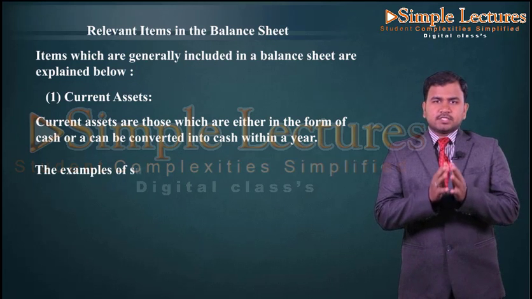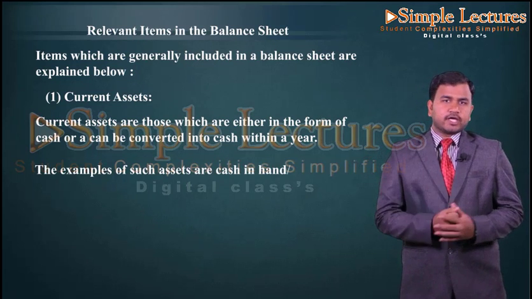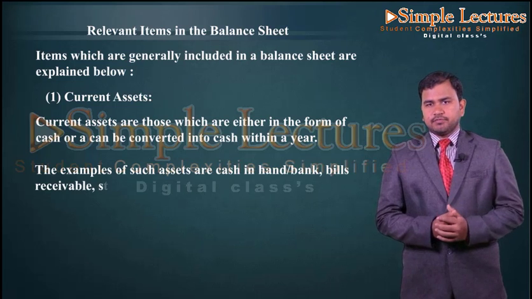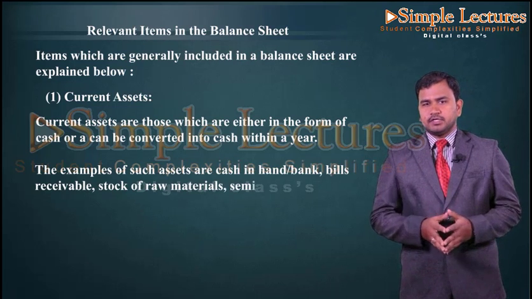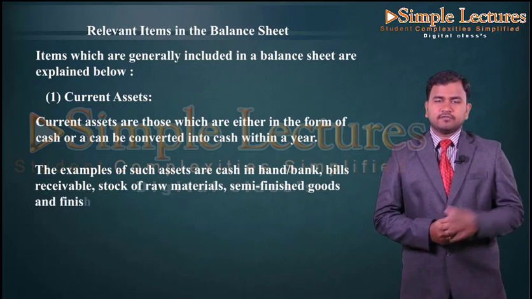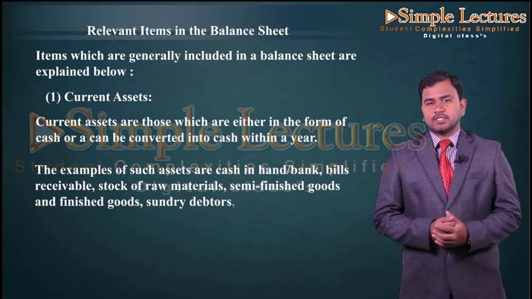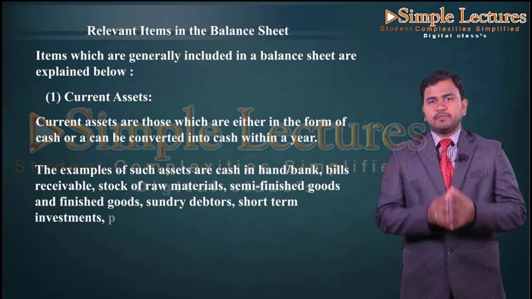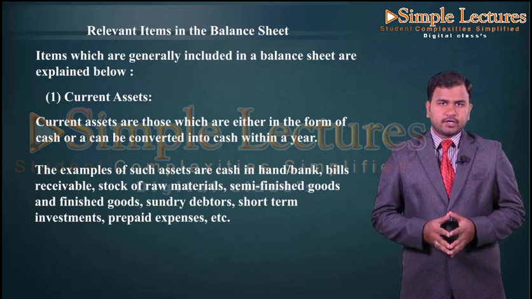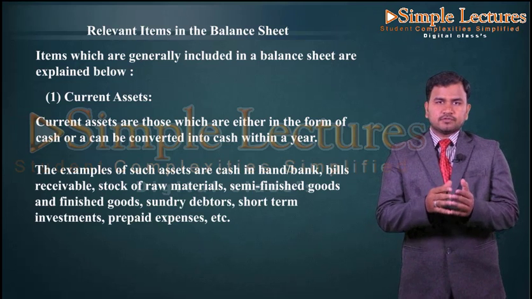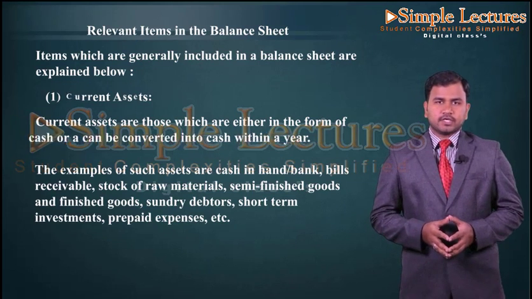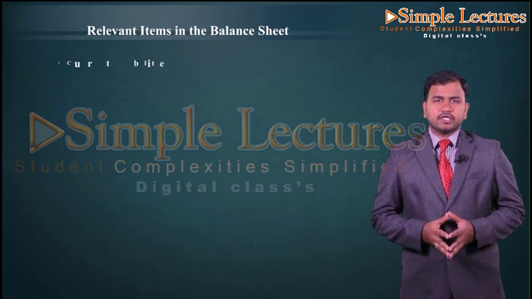Examples of such assets are cash in hand or cash at bank, bills receivable, stock of raw material, semi-finished goods and finished goods, sundry debtors, short-term investment, prepaid expenses and so on. So these are the items which come in the category of current assets. Then we have current liabilities.